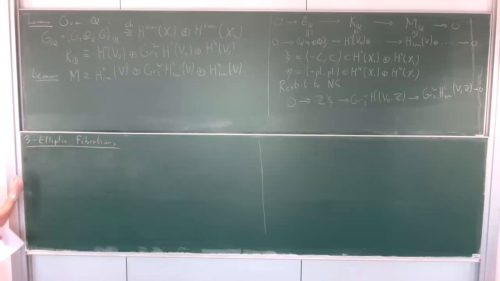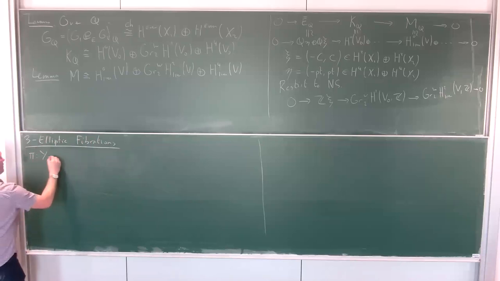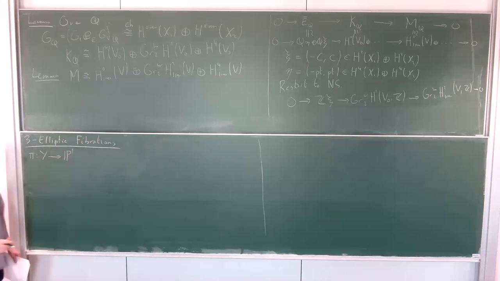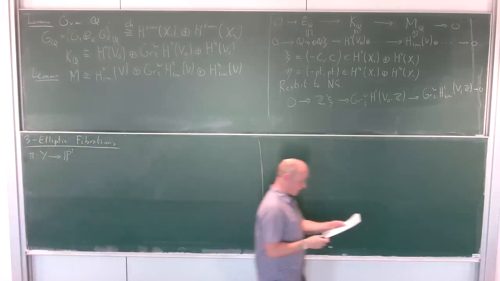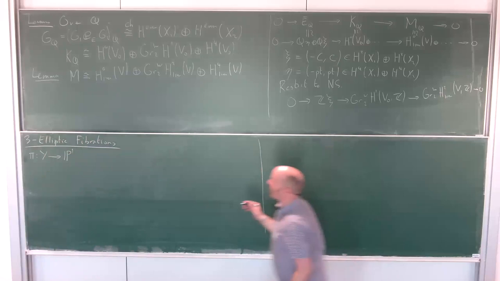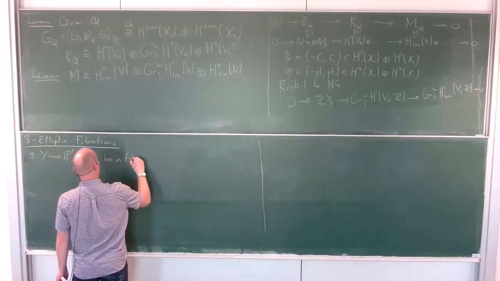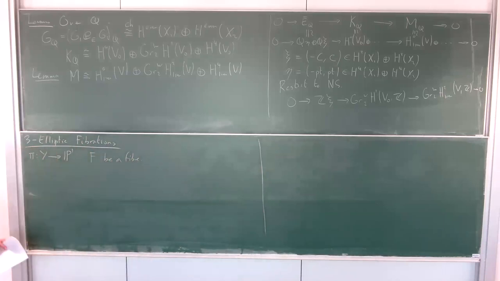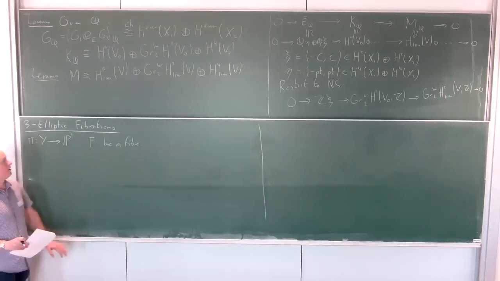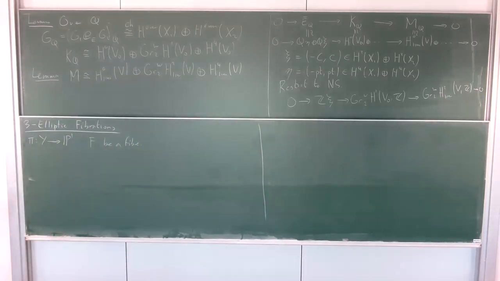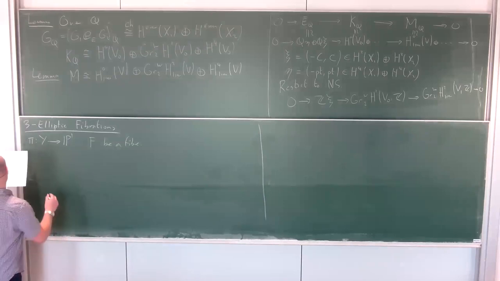Elliptic fibrations. So let's suppose I've got pi from Y to P1. This is an elliptically fibered K3 surface. I'm going to let F be a fiber. And when I say elliptically fibered K3 surface, I'm specifically not going to assume there has to be a section here. I'm just going to say we've got something like this.